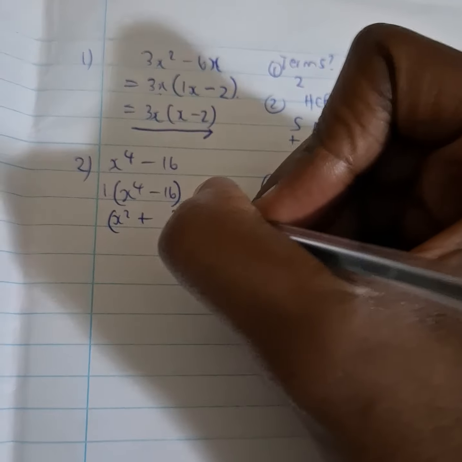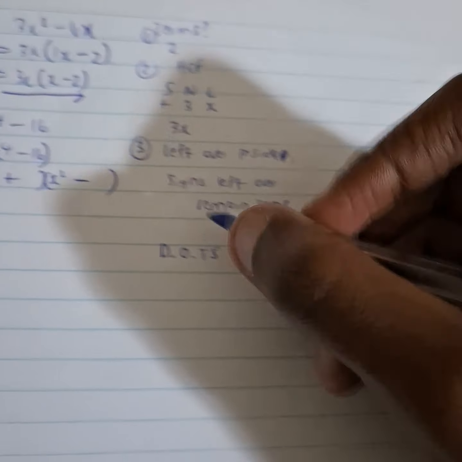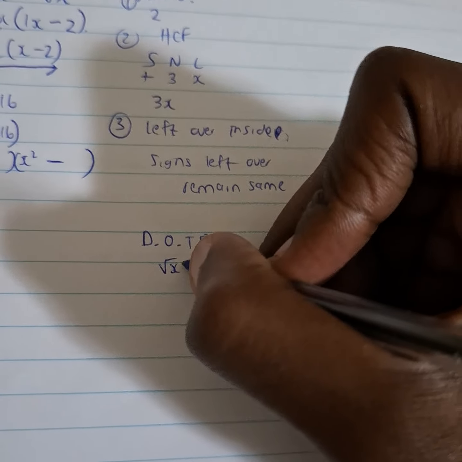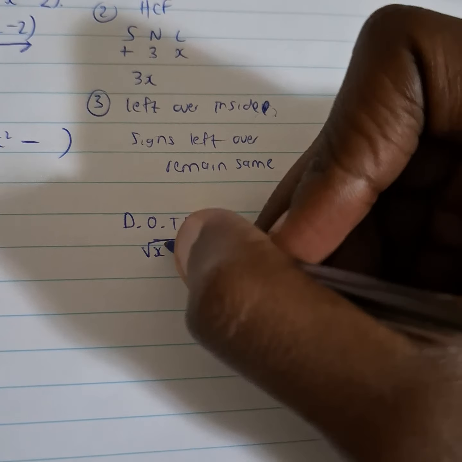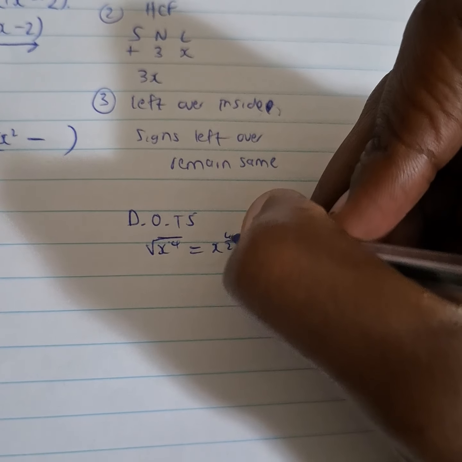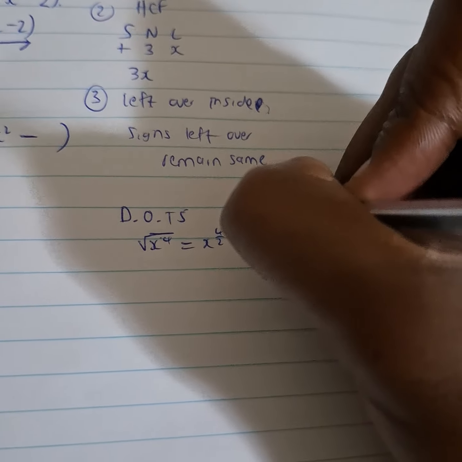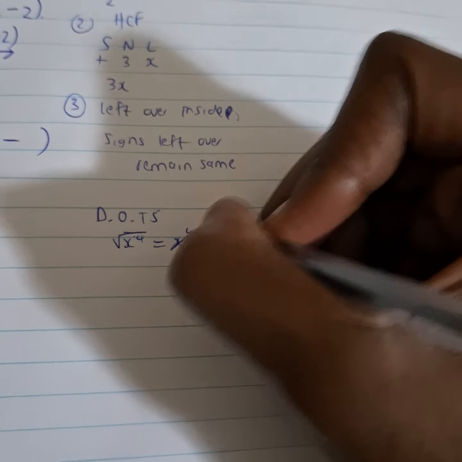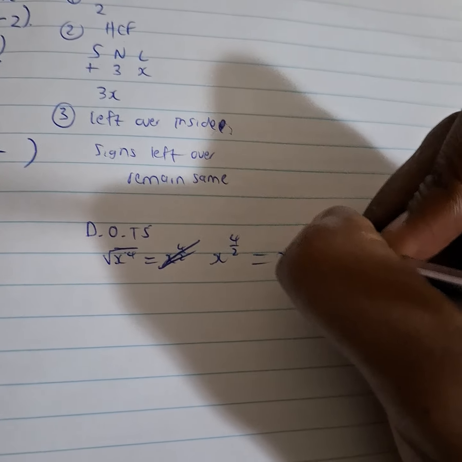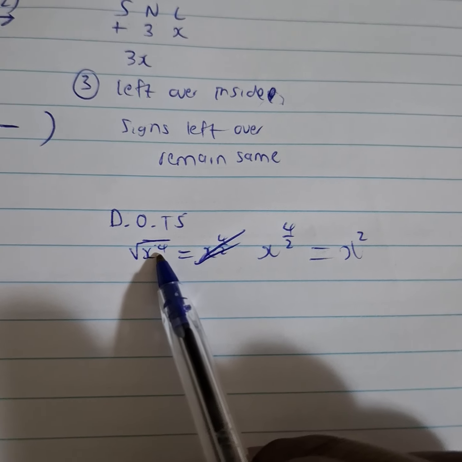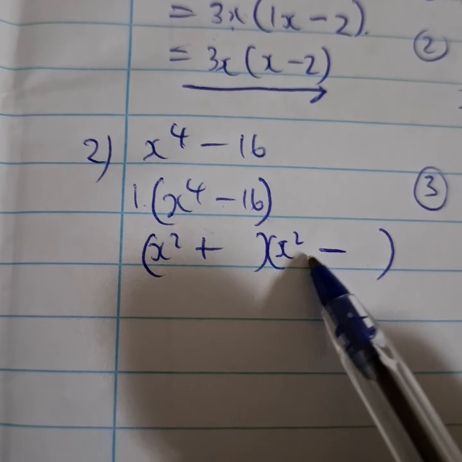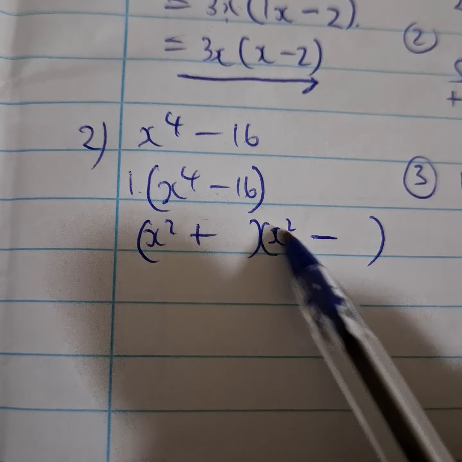It's x squared. Okay, the square root of x to the power 4, guys, is equal to x to the power 4 divided by 2, remember, when you remove the square root. And then that 4 divided by 2 gives us x squared. That is the square root of x to the power 4. So we have x squared for the first term in each bracket.